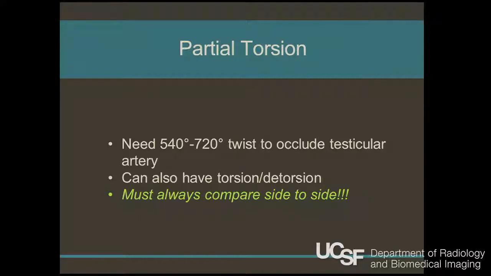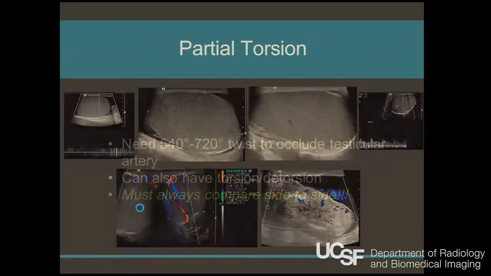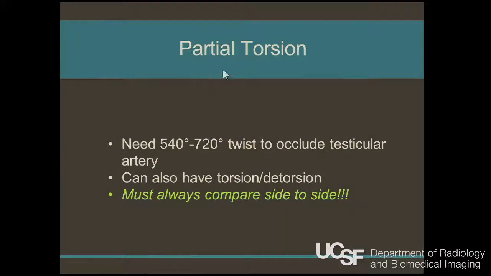This is super important. The reason this person got into trouble in this malpractice case was because they never took this picture. And the radiologist was like, yeah, I don't really like the look of that. The tech was like, no, it's fine. There's flow, trust me. Never did that picture. This is the critical image. This is what clinches it. So with partial or intermittent torsion sometimes, to occlude the flow, you need this 540 to 700 degree twist.